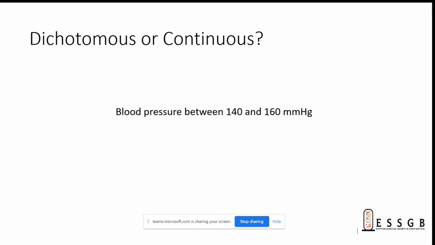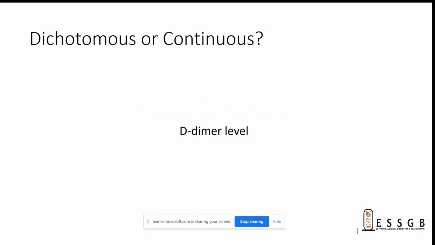How about the blood pressure between 140 to 160? Now in this, it can be confusing, because you are talking about continuous data, but you have defined a classification. For example, blood pressure between this or this, which means that the patient is either within this category or not. So this is categorical data. Categorical means dichotomous, by the way.